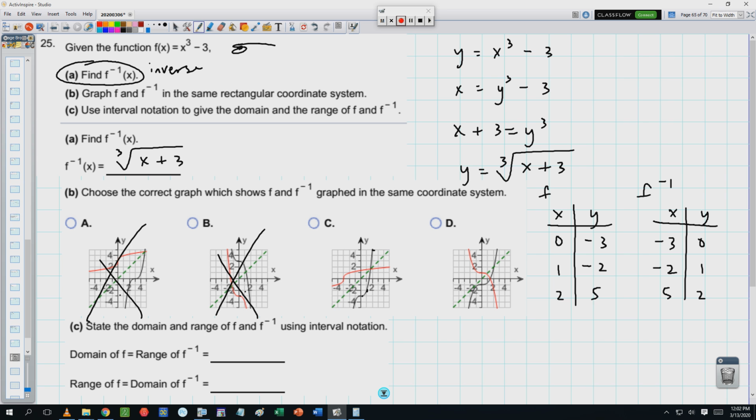All right, on the other one, -3 and 0, -1 and 1. I'm liking this one, 5 and 2. Bam, C.